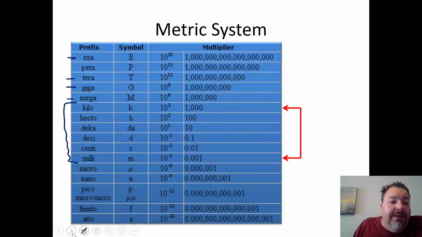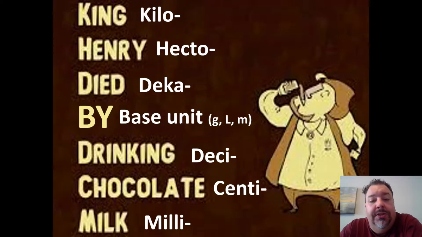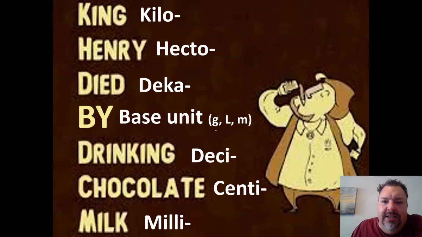And to help you memorize them, there is this mnemonic device: King Henry died by drinking chocolate milk. The K stands for kilo, the H in Henry stands for hecto, the first D in died stands for deca. The B in by stands for our base units, and the base units that we're going to be using are grams, liters, and meters. So notice the letters here. We have little g for grams, big L for liters, and little m for meters. And then the second D here, drinking, that's deci. Now we're getting into smaller units. Chocolate is centi, and milk is milli.